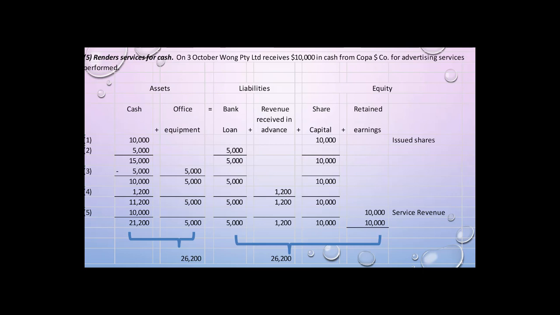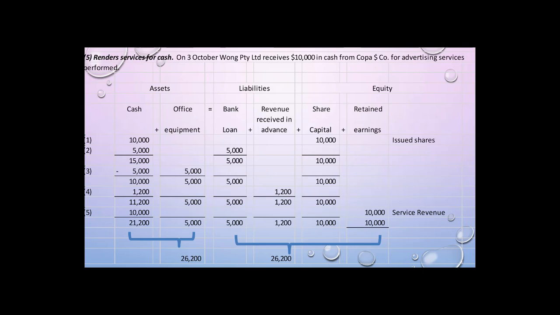Office equipment remains the same. Bank and revenue received in advance will remain the same. Now, if you go to share capital, 10,000 remain the same. And then equity section under retained earnings. Okay, this retained earnings is the account that we will use for now in recording revenue and expenses. So in this case, 10,000 for service revenue. You can see the explanation at the right side.